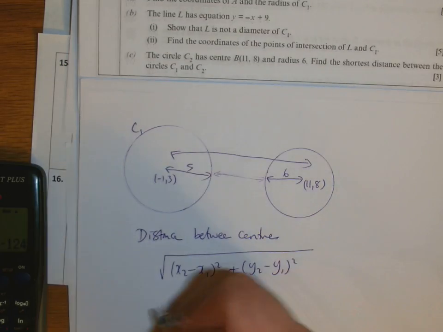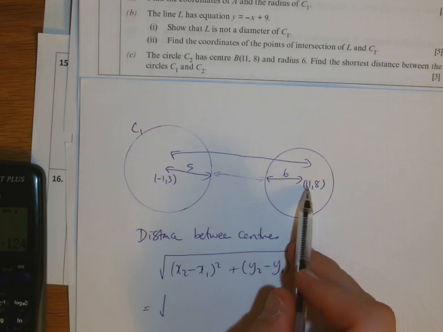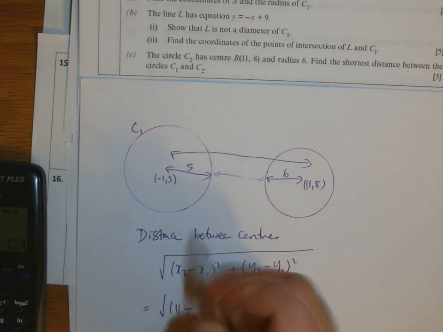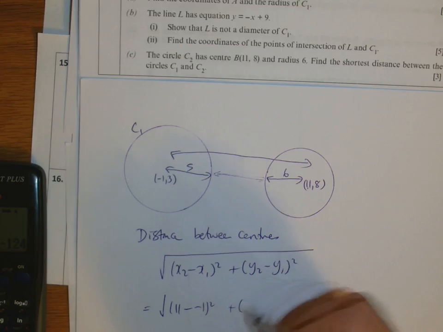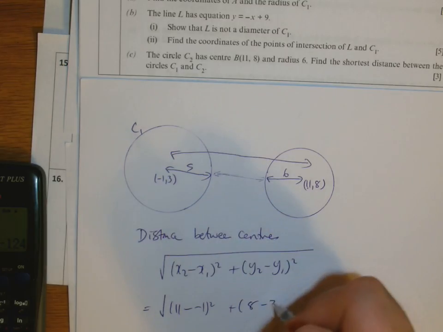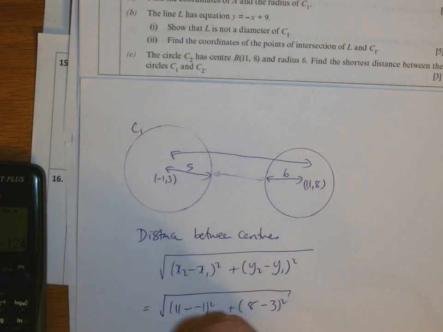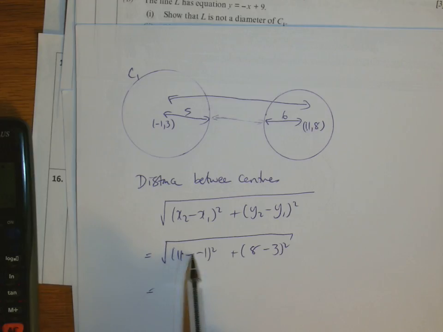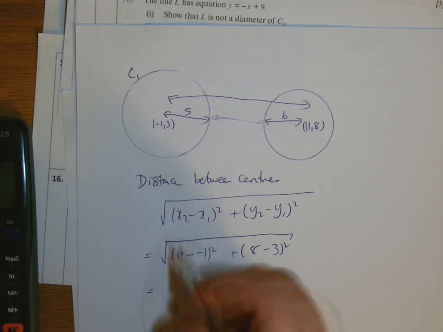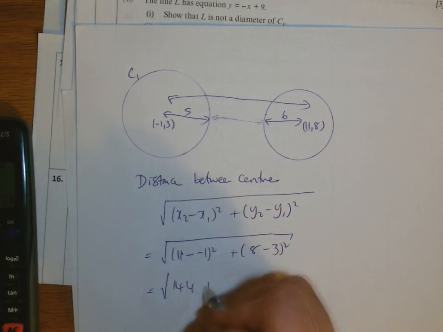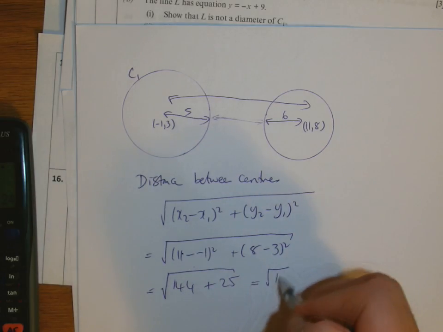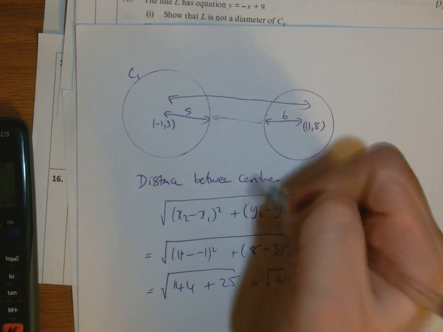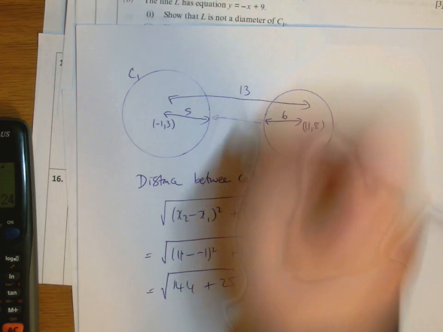Okay, so I sub in then x2, which is 11, take away then x1, which is minus 1, plus then y2, which is 8, take away then y1, which is 3 all squared. So I've got 11 minus 1 is 12, 12 squared is 144, 8 minus 3 is 5, 5 squared is 25, so I got the square root then of 169, which is just 13. So I know that overall distance there is 13.